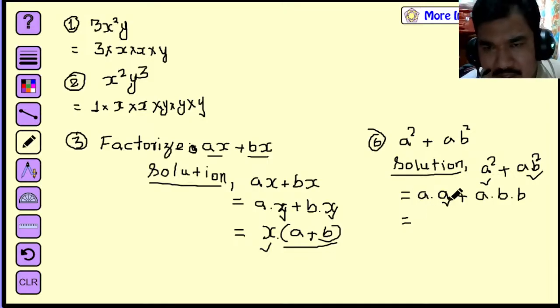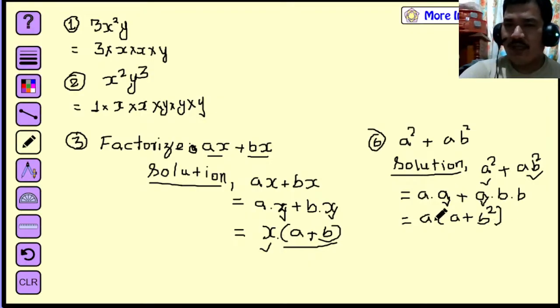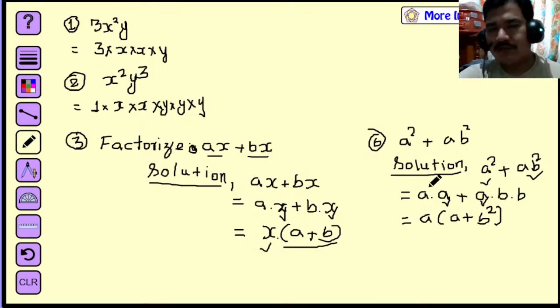It will clarify. Look here, here's a, here's also a. This is the same factor. A is the same factor. That's why we take that same factor as common, that is a. If you take a common, then here will be a, plus, now what is remaining here? B multiplied by b, that is b square. Here will be remaining b square. From the first one, a remaining, and from the second one, there is remaining b square. Like this, we factorize by taking the common.